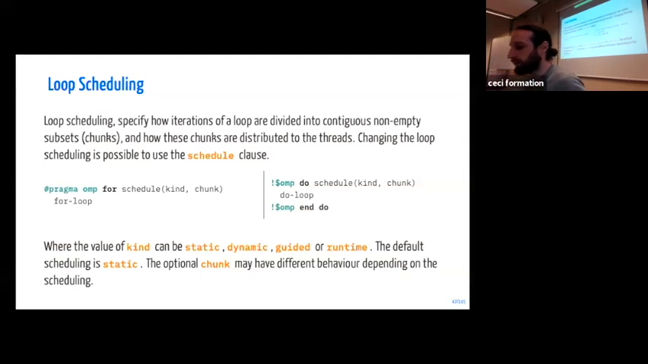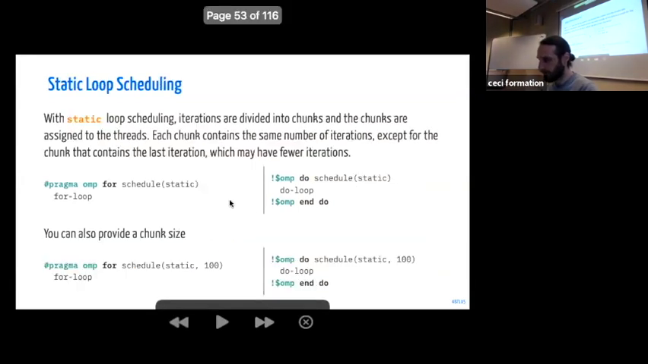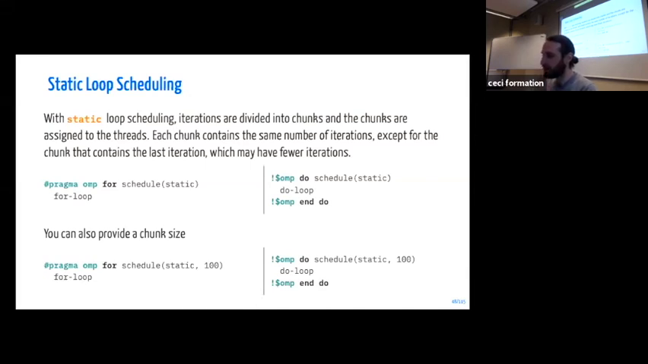Basically what you say is that for this loop, the way you want to divide the iterations is either static, which is the default, dynamic, or guided. You can also say that you want to define that at runtime, and you can also define a chunk size. The value of this chunk size and the behavior associated with it depend on the scheduling that you will use.